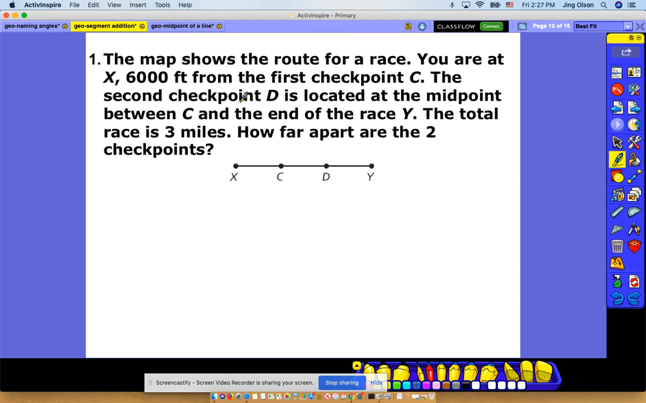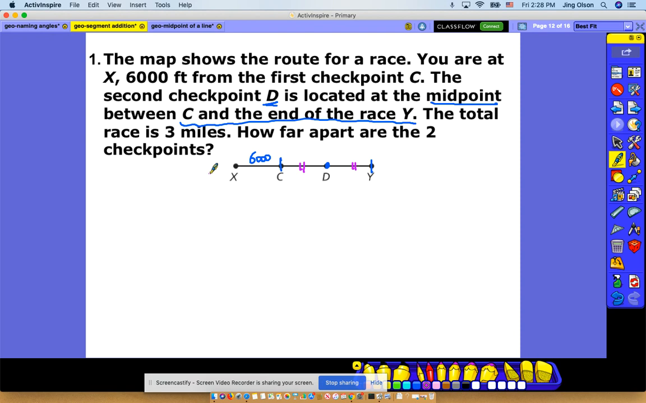Let's go on and look at this question here regarding midpoint. The map shows the route for a race. You're at X, 6,000 feet away from the first checkpoint C. The second checkpoint D is located at the midpoint between C and Y. So D is in the midpoint of C and Y. Okay, so this means CD and YD, or DY, are the same. Okay, the total race is 3 miles.